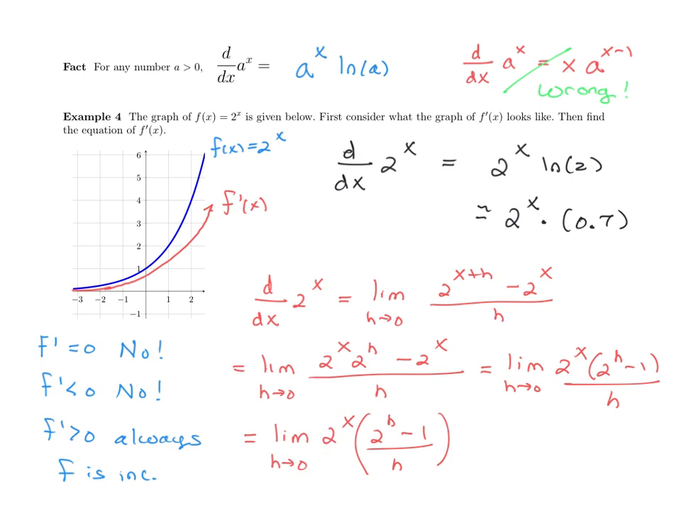And then this part over here is just a number. So this thing is equal to 2 to the x times some number, because as you let h go to 0, nothing happens to this, but this should equal some value. And what's that number? That number exactly in this case is the natural log of 2. In general, for any exponential function, it's the natural log of that base.